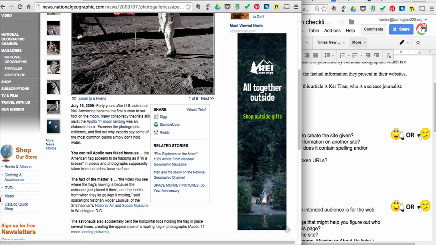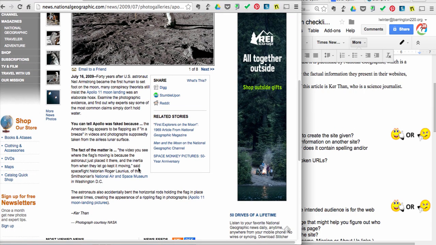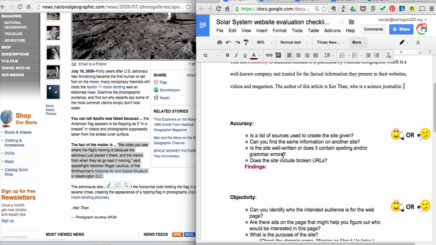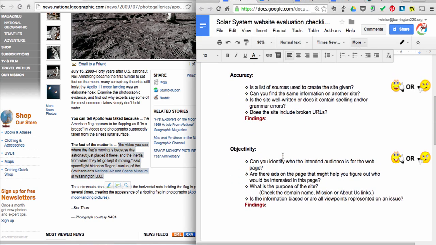To determine the accuracy of the article, it is important that you read the article thoroughly. Remember, when determining accuracy of a website, you're asking, is this information reliable? As you read through the article right here, you will see that it lists a quote from Roger Launius of the Smithsonian's National Air and Space Museum. This supportive evidence comes from an expert, a Smithsonian spaceflight historian. I will now use this supportive evidence to fill in my website evaluation checklist.